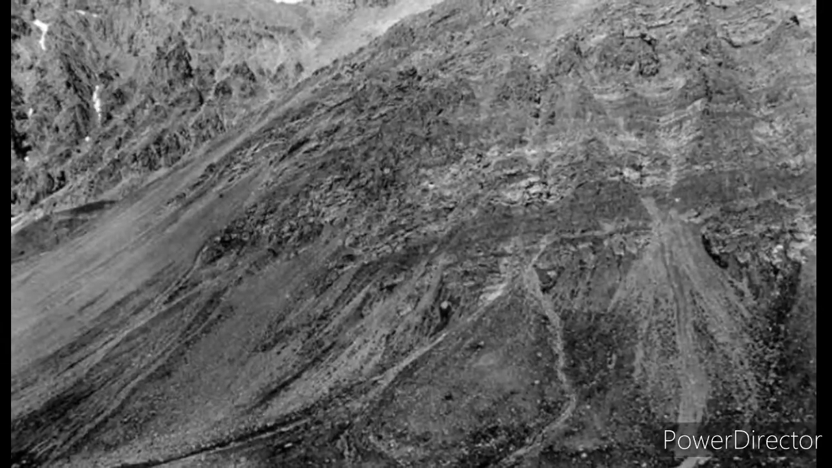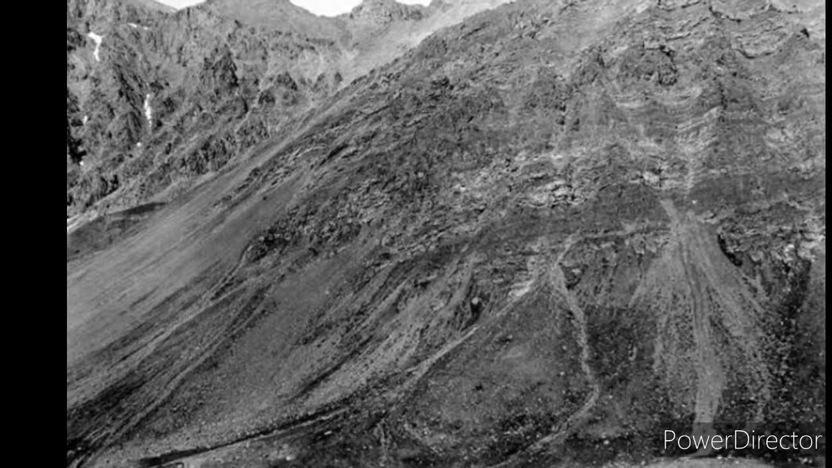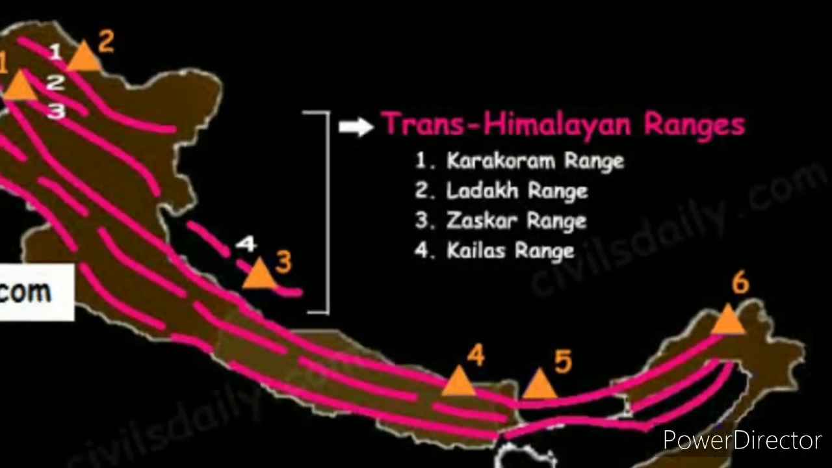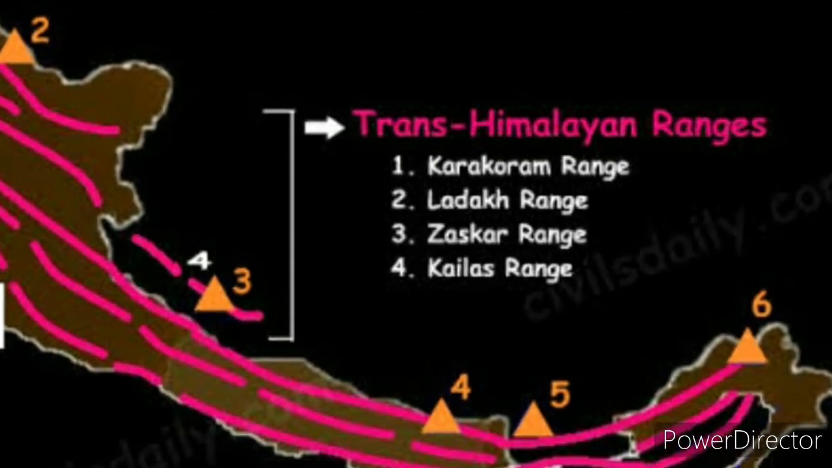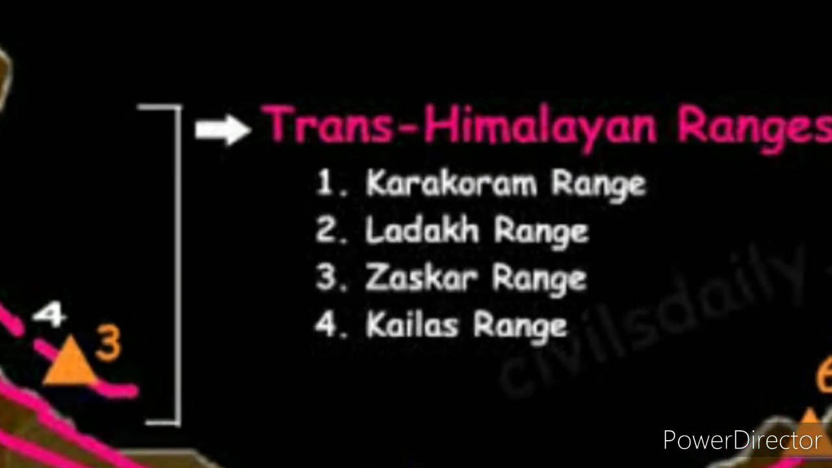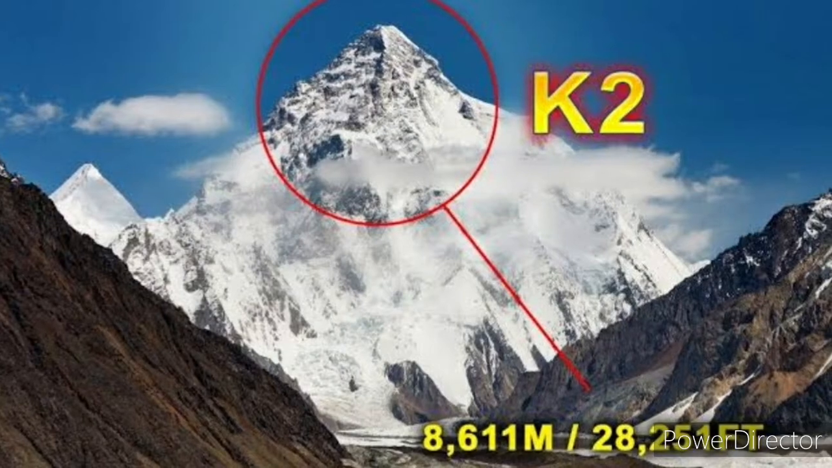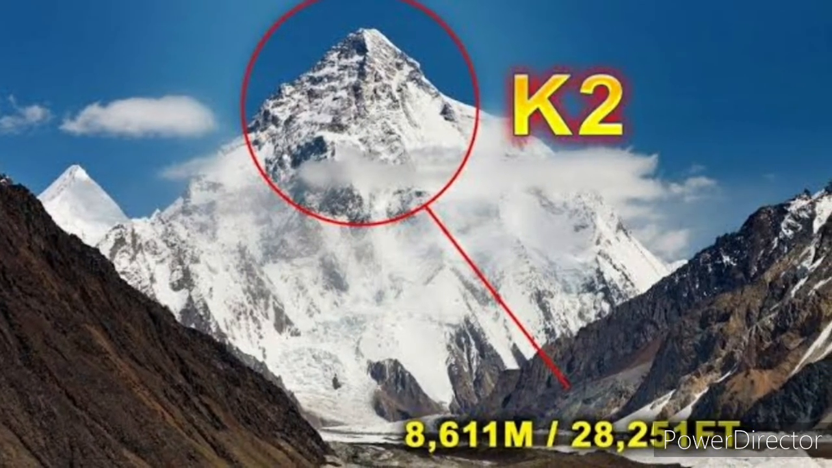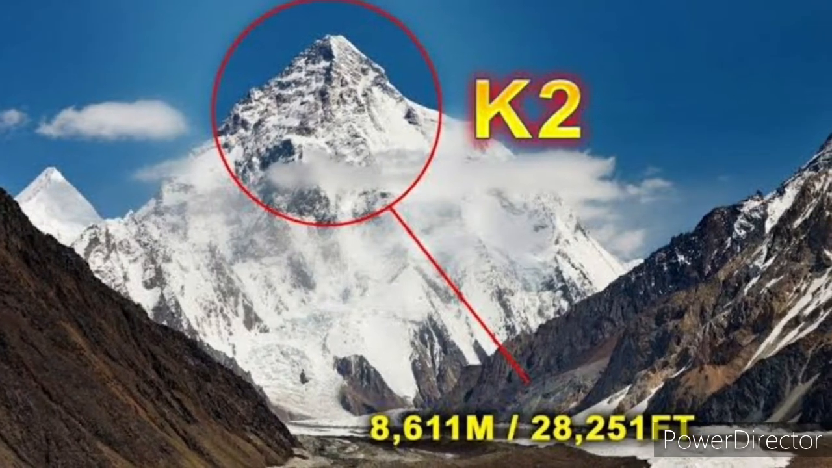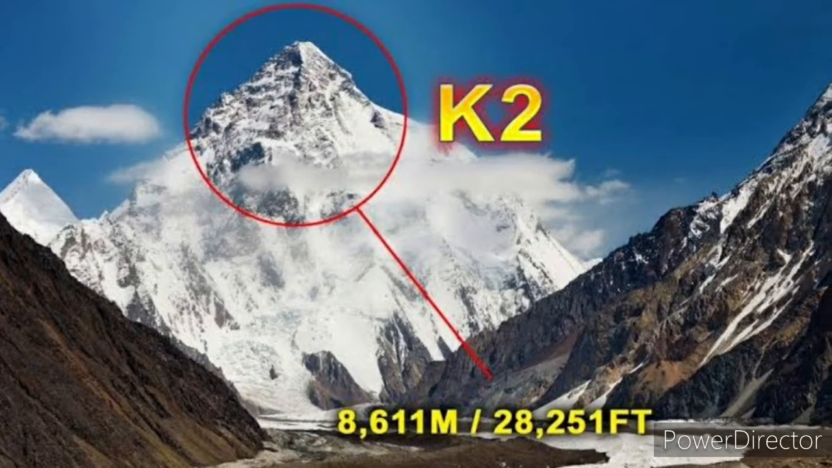The rocks of this region contain fossils bearing marine sediments which are underlain by tertiary granite. The prominent ranges of Trans-Himalayas are Jaskar, Ladakh, Kailash and Karakoram range. In this Karakoram range is Mount K2, the highest peak in India. Mount K2 is otherwise known as Mount Godwin Austen. It is in the Karakoram range.